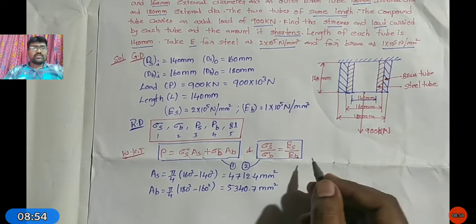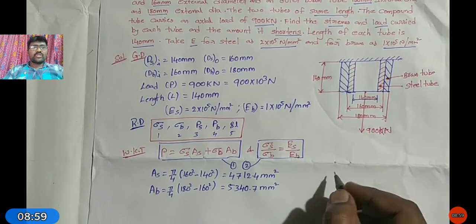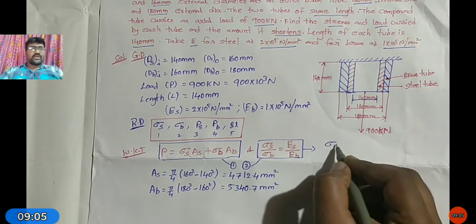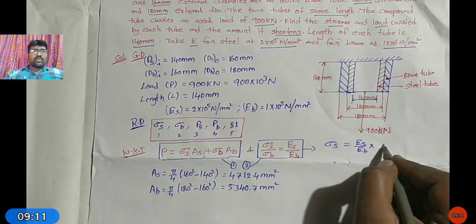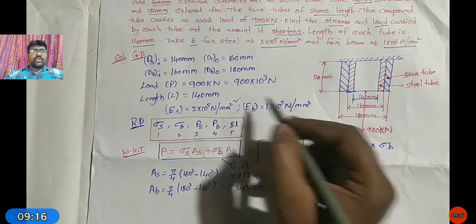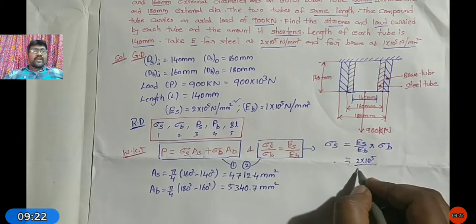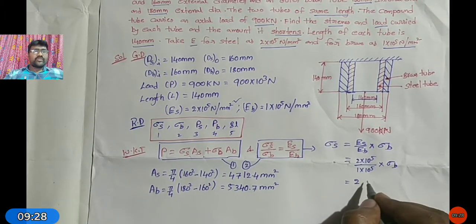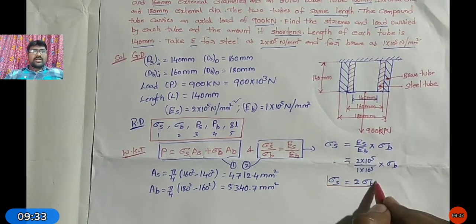From equation 2, substitute the value of Young's modulus of steel and Young's modulus of brass. We will get the value in terms of sigma B, that is sigma S is equals to Young's modulus of steel by Young's modulus of brass into sigma B. Here Young's modulus of steel we know is 2 into 10 power 5, and Young's modulus of brass is 1 into 10 power 5, into sigma B. By simplifying the above equation, we get the value of sigma S is equals to 2 times of sigma B.